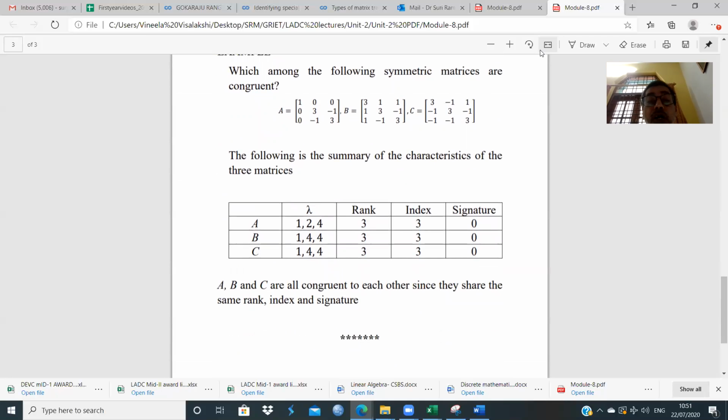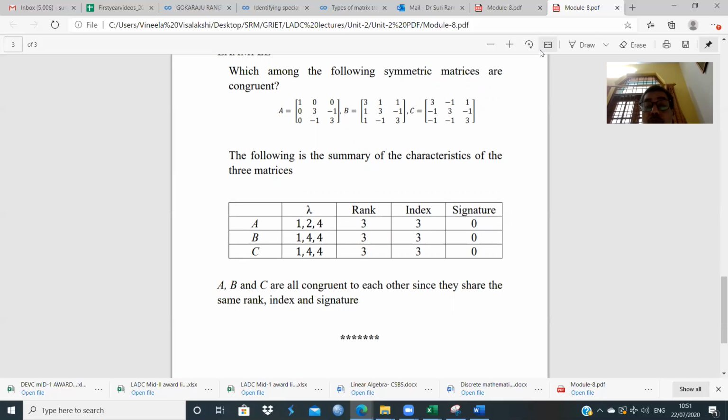In the second example, again we have taken three matrices A, B, and C, and then we have computed their eigenvalues. You can see that A has lambdas as 1, 2, 4, B has lambdas as 1, 4, 4, and C has lambdas 1, 4, 4. So all of them have rank 3 because all of them are non-zero eigenvalues. All of them have positive eigenvalues, therefore all of them have index 3. There are no negative eigenvalues.